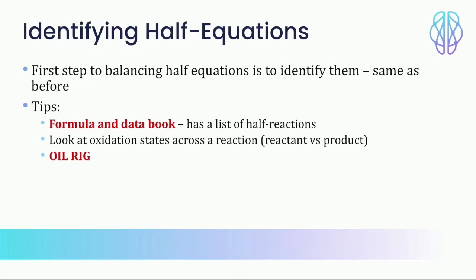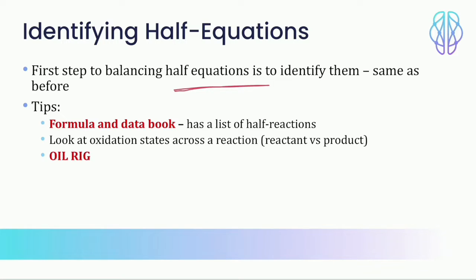So some general tips moving into balancing half reactions: you're going to get a variety of different types of redox reactions that you need to balance. And the first step to balancing any redox reaction is identifying the half equations. And they follow as before. Follow some elements through, see what's being oxidized and see what's being reduced.